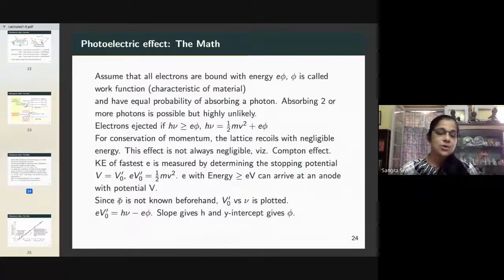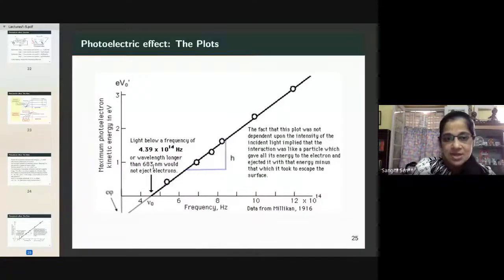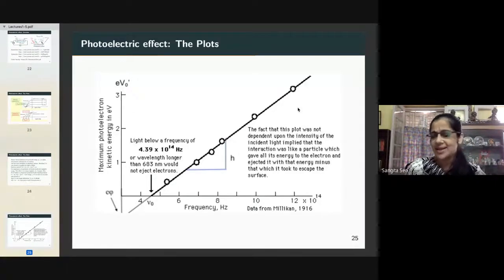Since we don't know the work function of the metal beforehand, what is done is that the stopping potential for various frequencies is plotted, and from this equation, where I've replaced half mv squared with EV0 prime, the stopping potential, I have EV0 prime equal to h nu minus E phi. So EV0 prime is the y-axis, let's say. So y is equal to mx plus c. So the slope will give you h, and the y-intercept will give you E phi. So I can obtain both the work function and Planck's constant from this photoelectric effect experiment. So to do this, we plot EV0 prime for various frequencies, and you get a straight line as you would expect, and the slope gives you h.